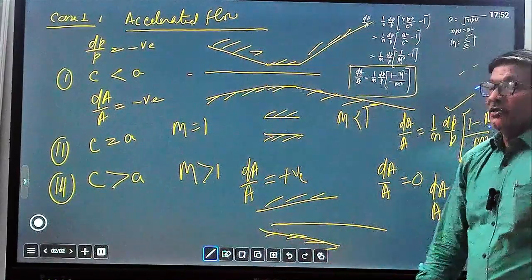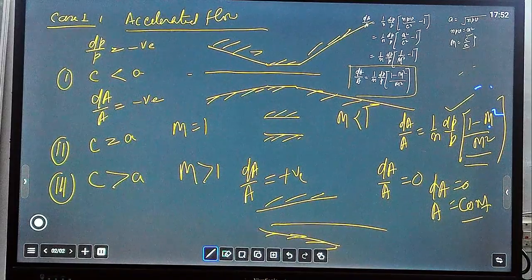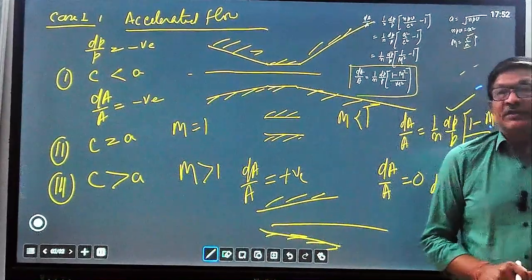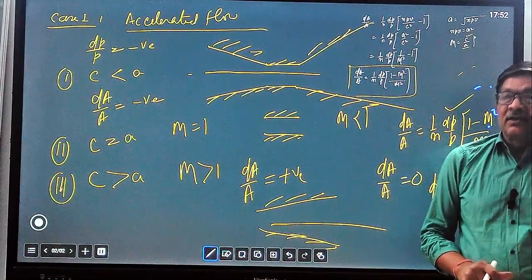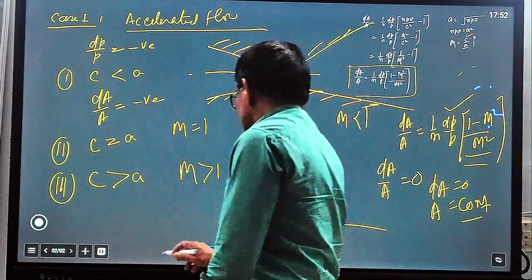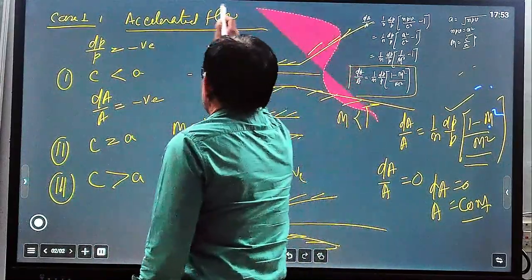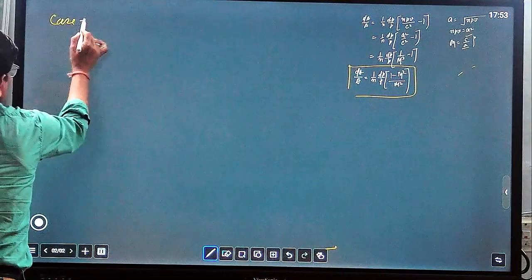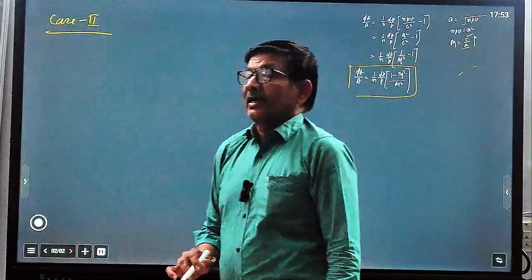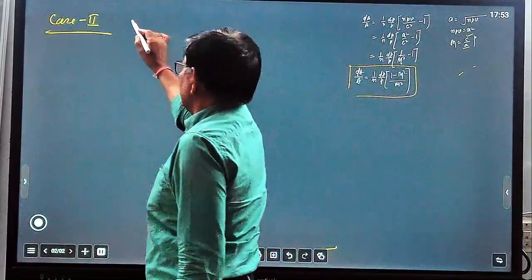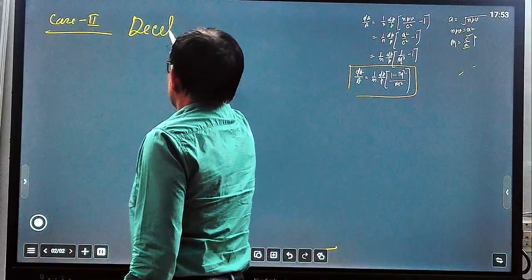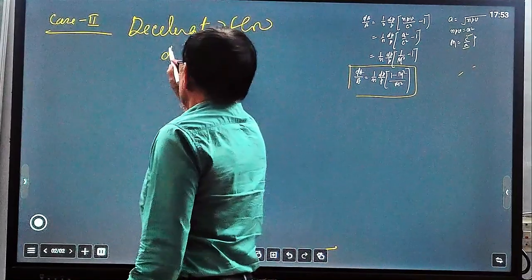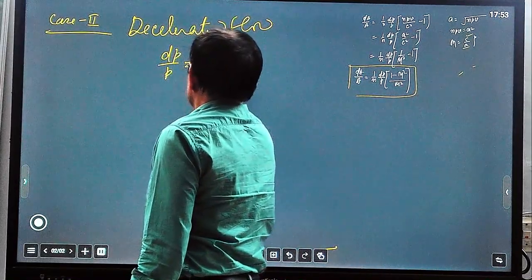Already we have covered that. Now we will take the case of the decelerated flow, meaning when pressure is increasing and velocity is decreasing. This is a decelerated flow, case second. So let us see what happens for the decelerated flow. First we took accelerated flow, and now this is a decelerated flow. For decelerated flow, we know that dP by P is positive.